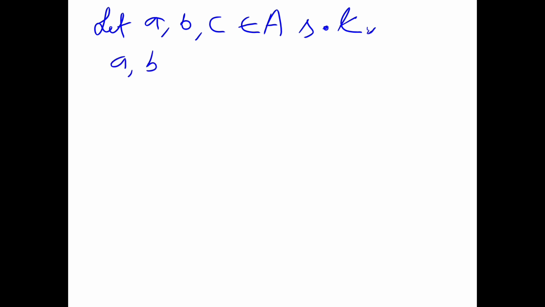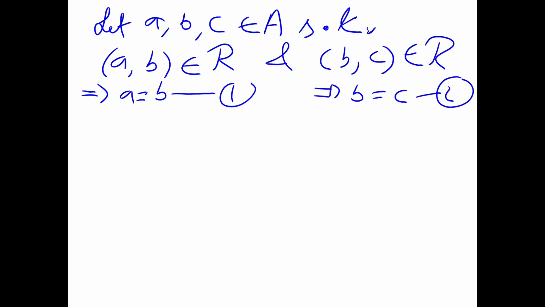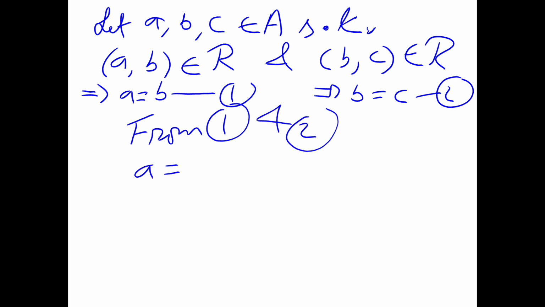A related to B, and B related to C. By the definition, A related to B means A equals B, and B related to C means B equals C. Combining 1 and 2, A equals B and B equals C, that means A equals C, so A is related to C.